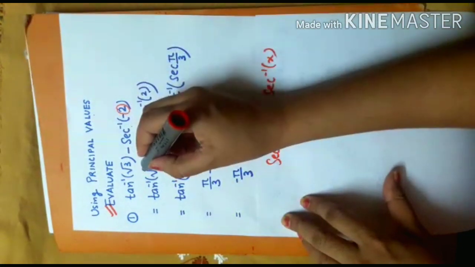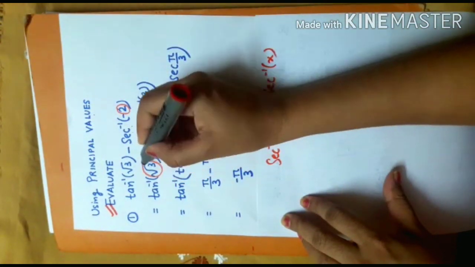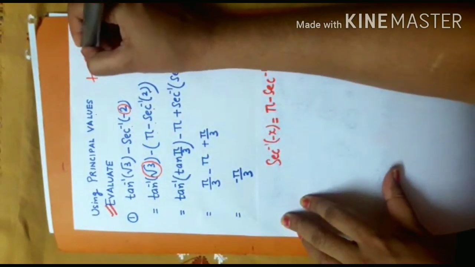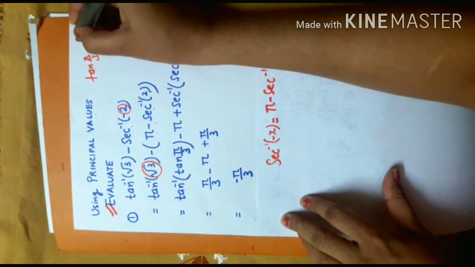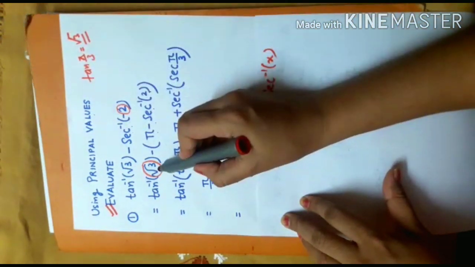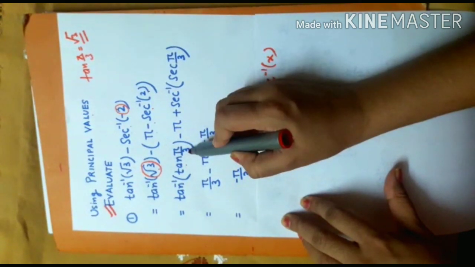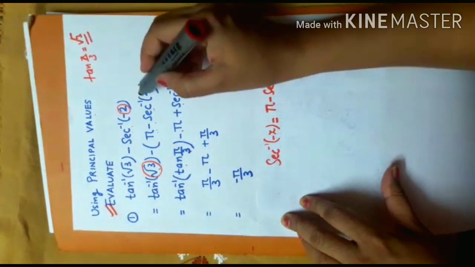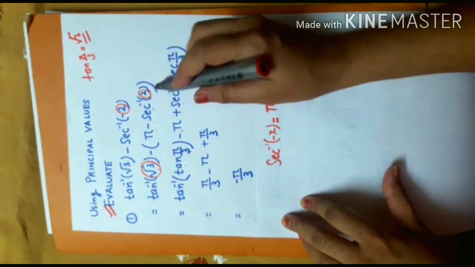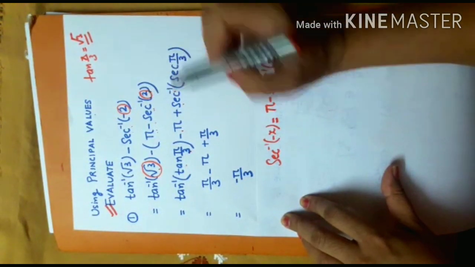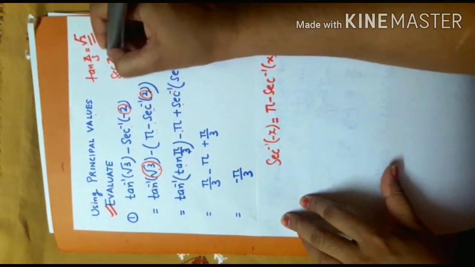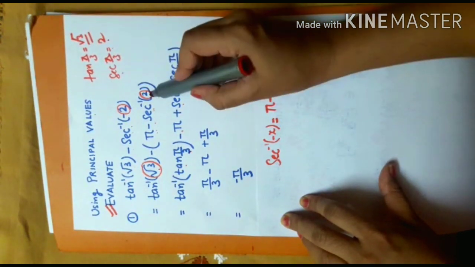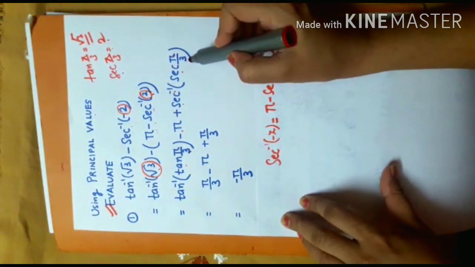Now look here. Think of the angle value of whose tan is root 3. And we know that tan 60 degree, that is tan pi by 3 is root 3. So I replace root 3 with tan pi by 3 minus pi, and this will be plus secant inverse. Now similarly think of the angle value of whose secant is 2, and we know that secant 60 degree is 2, that is secant pi by 3 is 2. So I replace this 2 with secant pi by 3.